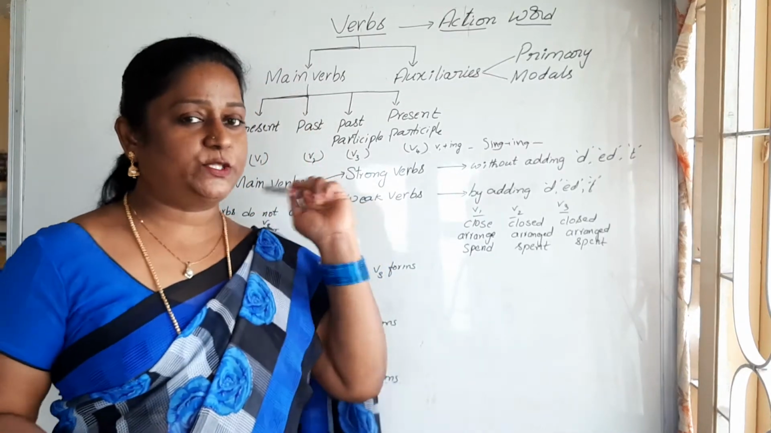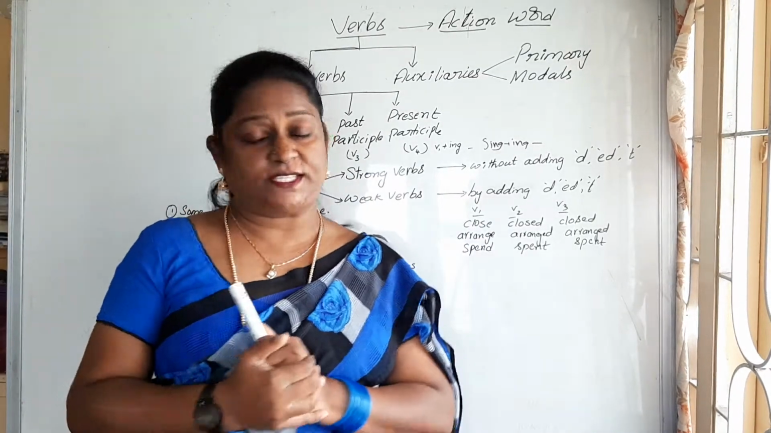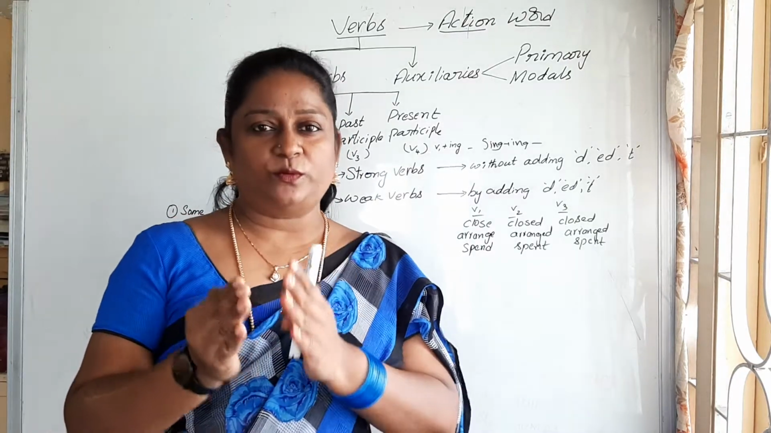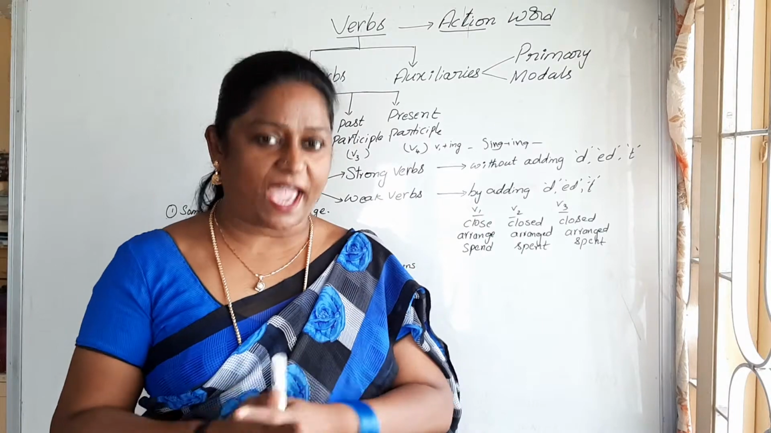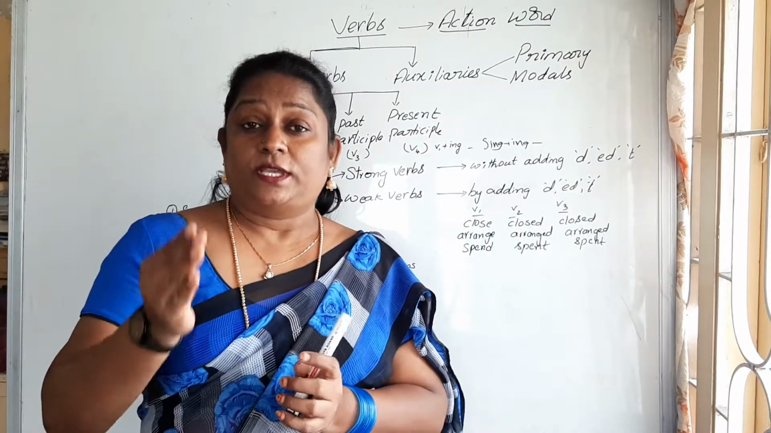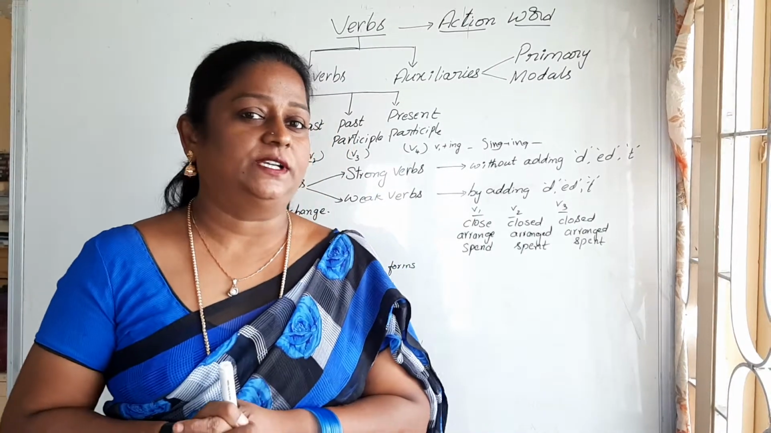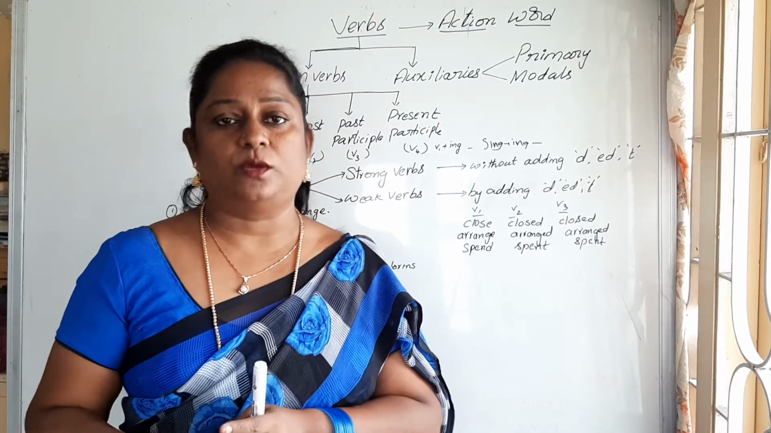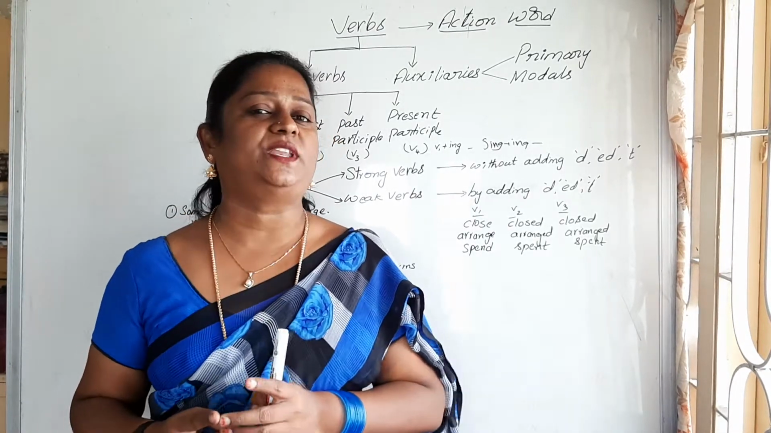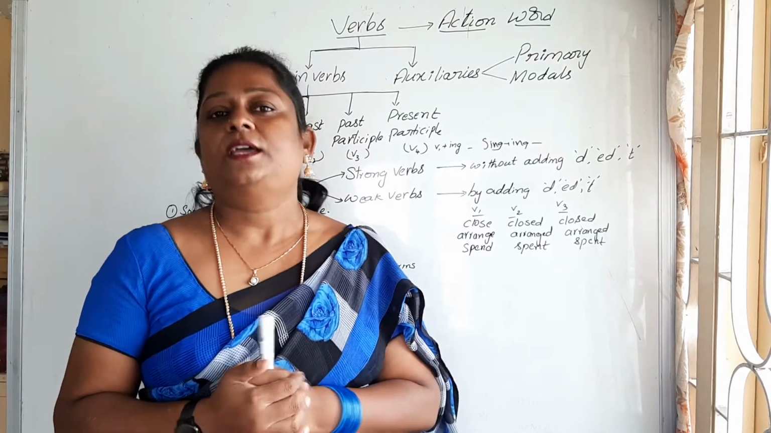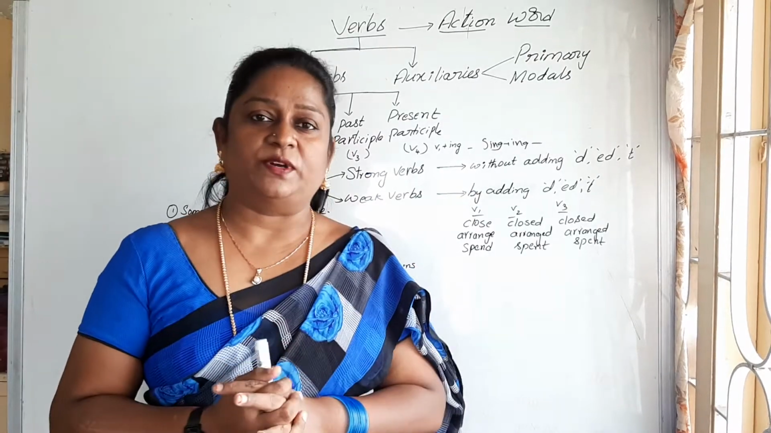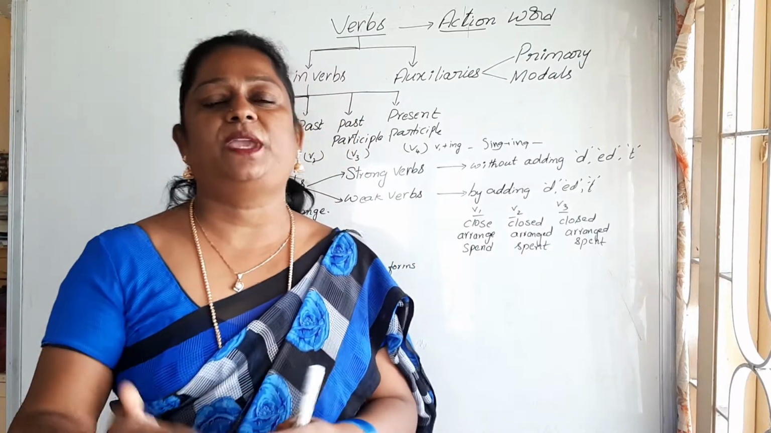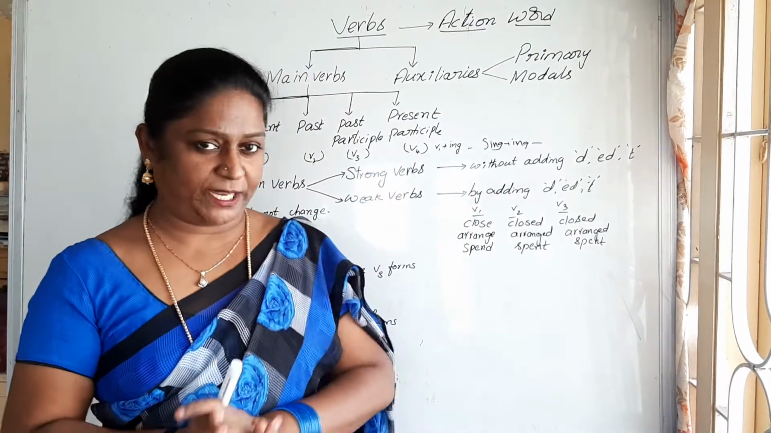Today our topic is verbs. In the previous sessions itself, we learned about verbs. Verb is a word which speaks about the action, so it is called an action word. And the verbs are divided into two kinds: main verbs and auxiliary verbs. We discussed auxiliary verbs. Auxiliary verbs are the verbs which help the main verbs to give perfect meaning.